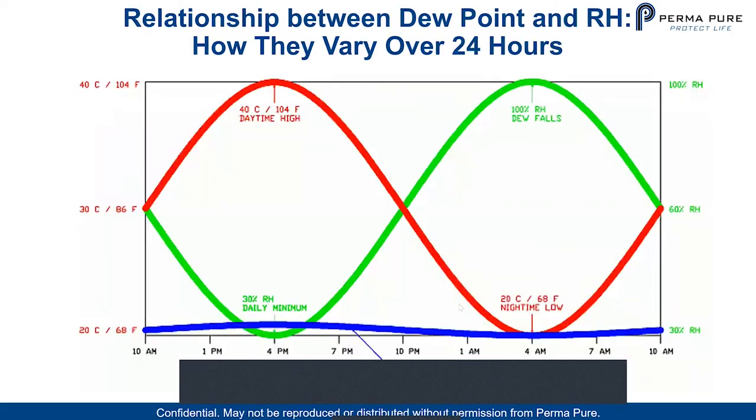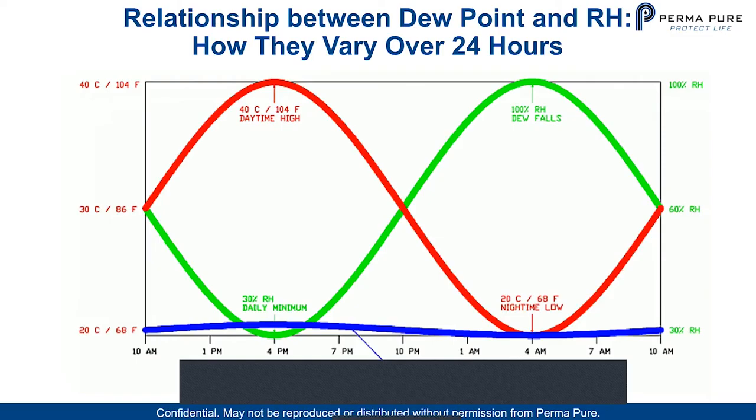So let's look at the relationship between the dew point and relative humidity and how they vary over 24 hours. This is a relationship that changes day in and day out. At the bottom there, the blue line represents the dew point temperature. That's the actual amount of water in the air. That doesn't really change too much. And then you see the red being the temperature of the air and the green, the corresponding relative humidity.